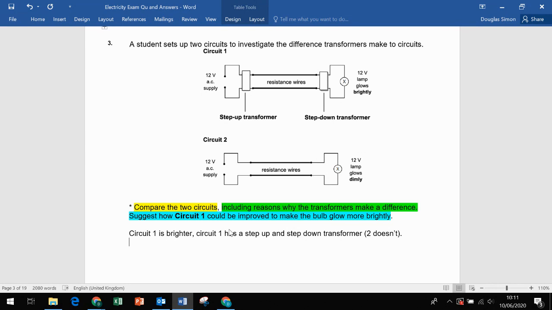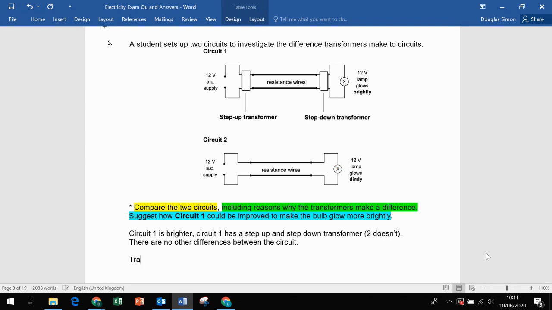Right? Are there any other differences? There are no other differences. So immediately, I'm already comparing it, aren't I? I'm stating the obvious. This is literally what it says in the question, which may or may not get me marks. But this is also important. There are no other differences. That is a comparison. So why does a transformer make a difference?